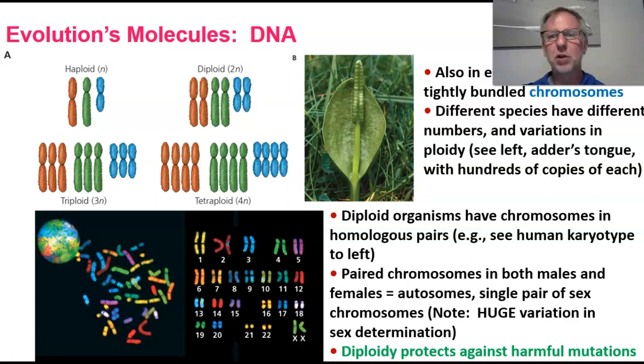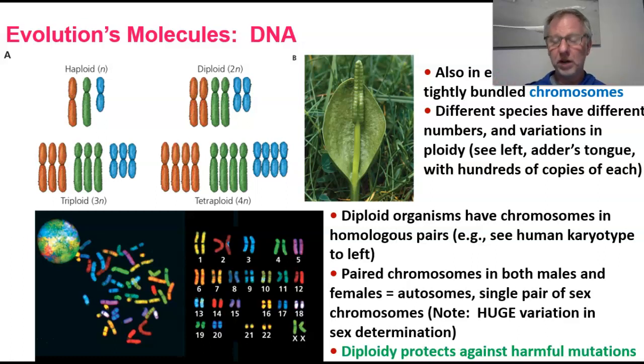This plant that's shown here, called the adder's tongue, actually has hundreds of copies of each. So pretty remarkable. And of course that becomes an important question in biology when we make observations like this: why does an organism or a species like this have so many copies? That's what drives us, is answering these questions.